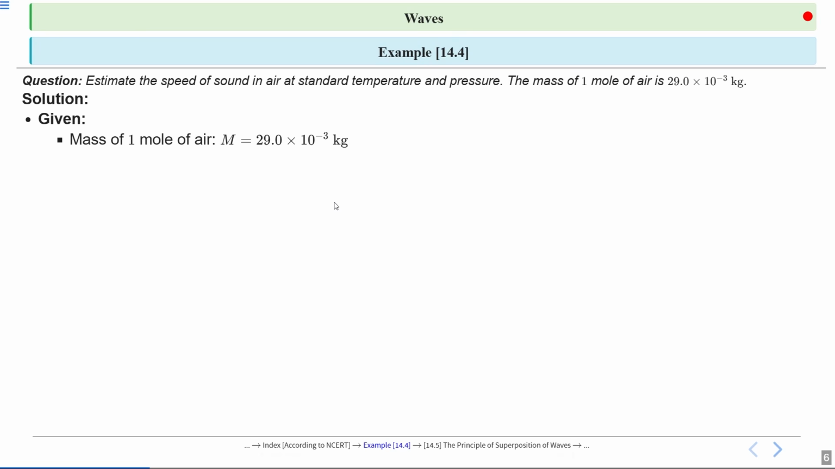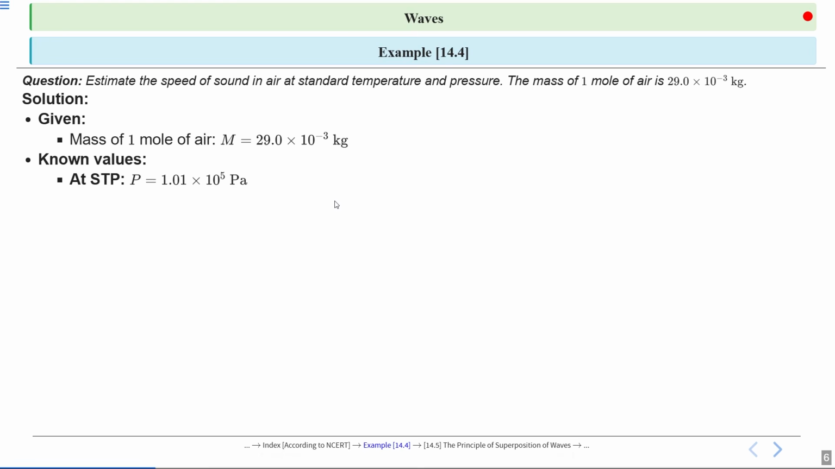Here we see that the mass of 1 mole of air is given as m equal to 29.0 into 10 raised to the power minus 3 kg. Remember, a mole is a standard quantity in physics, representing Avogadro's number of particles. Now let's list some other known values that are standard for these types of problems. These include pressure, temperature, volume and the specific heat ratio for air.